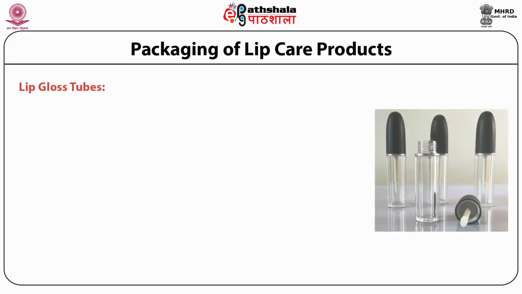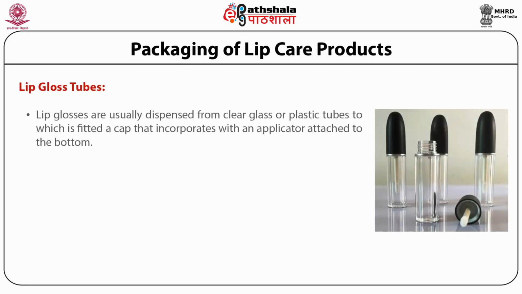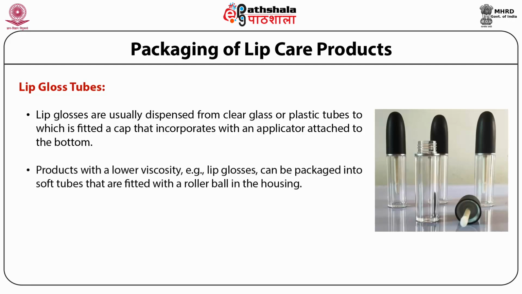The second are the lip gloss tubes. Lip glosses are usually dispensed from clear glass or plastic tubes to which is fitted a cap that incorporates an applicator attached to the bottom. Products with a lower viscosity, that is lip glosses, can be packed into soft tubes that are fitted with a roller ball in the housing.